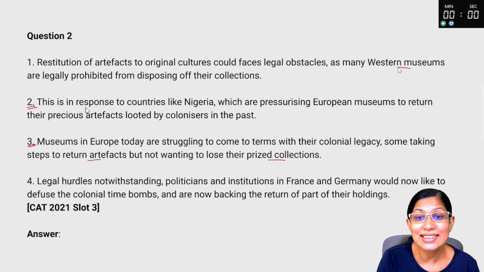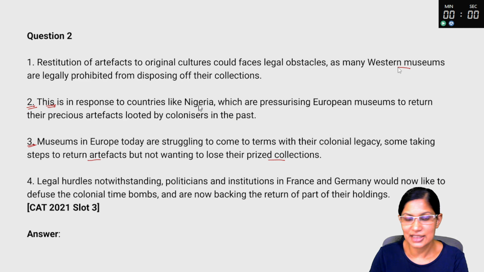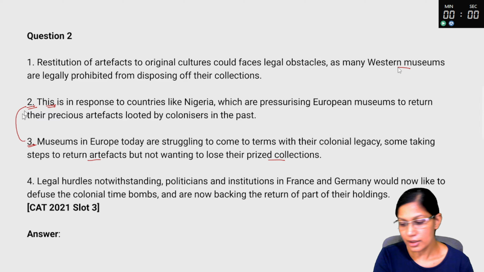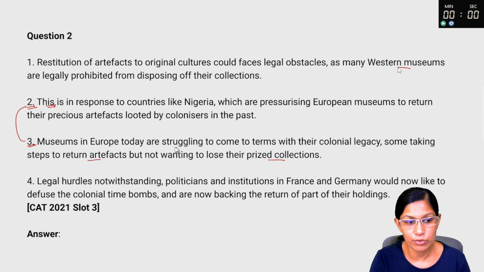We can see that this is in response, right? So this over here is something which has to be this entire action, right? So wanting to return, that is something which they are doing in response to countries like Nigeria. What's Nigeria doing? Nigeria is saying that our artifacts that you've looted, you need to give it back, right? So 3-2, we see a connect over here, where this is the entire problem that museums are facing. That's one.